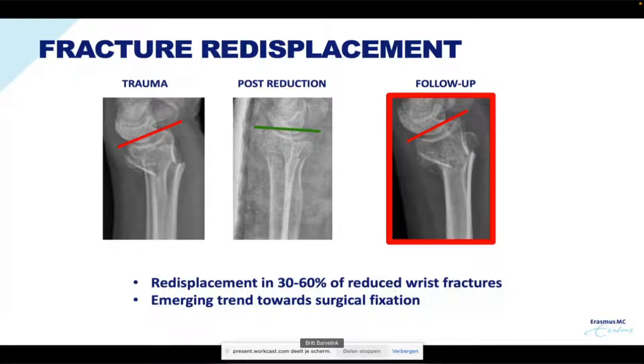And it is very hard for doctors to see in the beginning, when you see the patient at your emergency room, if this fracture will end up in a malaligned position after 5 weeks or that it will be stable. So that's the big question. Will the fracture remain stable or unstable during this conservative treatment? And because we are not that good at predicting redisplacement, there's an emergent trend towards surgical fixation because doctors prefer to do it right immediately. So then we prefer to operatively treat these patients.